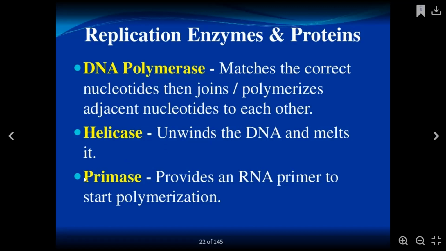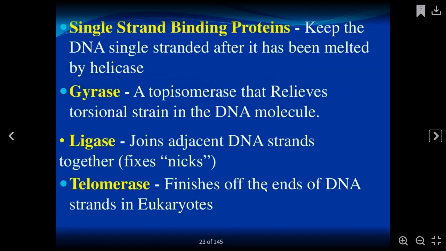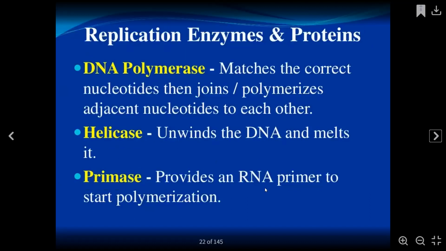Next comes the primase enzyme. This primase provides the RNA primer to start the polymerization. So for DNA synthesis to occur, it has to be initiated by a primer, a sequence of RNA. That sequence is called the RNA primer. So as you can see, those are the enzymes. Major enzymes are DNA polymerase, helicase, primase.